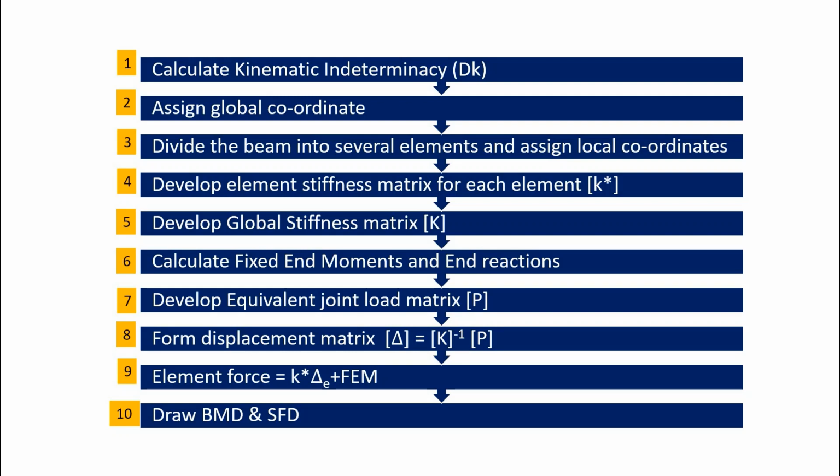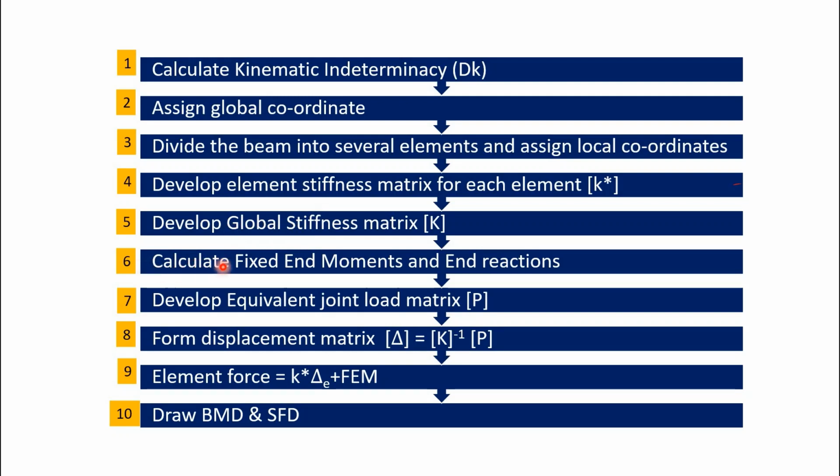First step is to calculate degree of freedom, that is kinematic indeterminacy. Then we will assign a global coordinate. And third step, we will divide the entire beam section into several elements. And the fourth step, we will derive the element stiffness matrix for each element. And in fifth step, we will develop a global stiffness matrix from the element stiffness matrices.